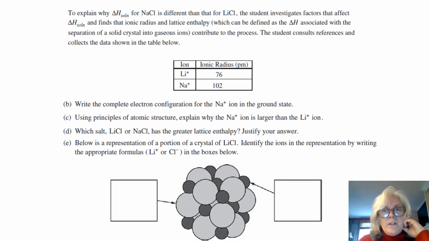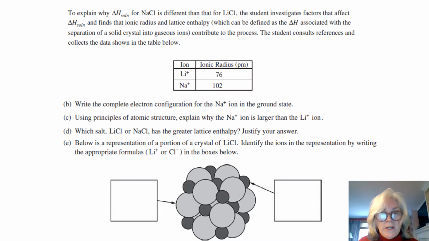So the student consults references and collects the data. I'm showing you all the different parts of this question because I do think it makes sense to read through all parts to see where they're going with it, because you can get some clues. But they want to start with the electron configuration for the sodium ion. And then they want to know the principles, explain why that cation is larger than the lithium cation.